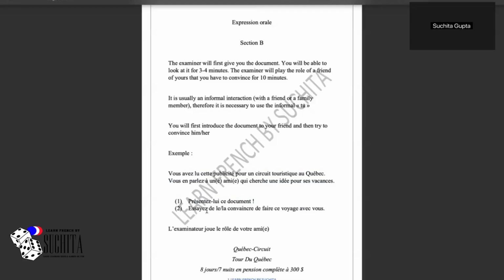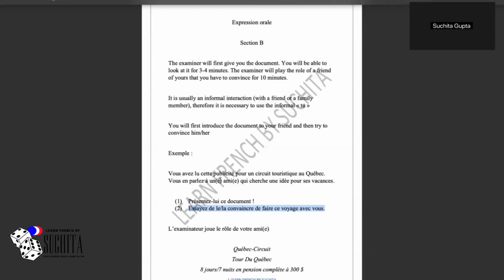Since you have read the ad, your friend has not read the ad, so your friend doesn't have any idea about it. First you're going to present the document: I've read so and so ad, which states this. Whatever is the ad, you have to say that in your own words, right? That's the first part. The second part is that you need to convince your friend to try that activity with you, right? The examiner will always play the role of your friend.